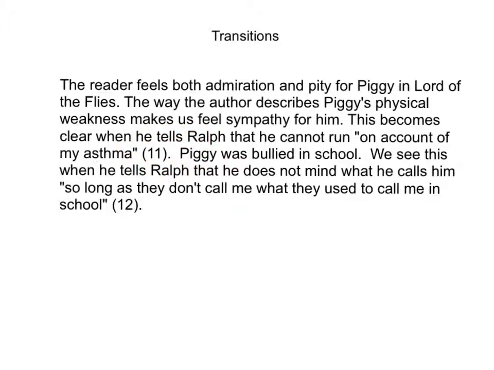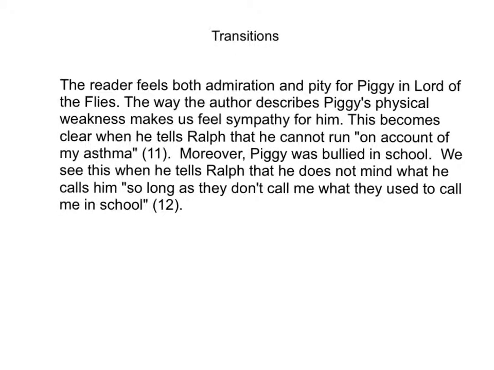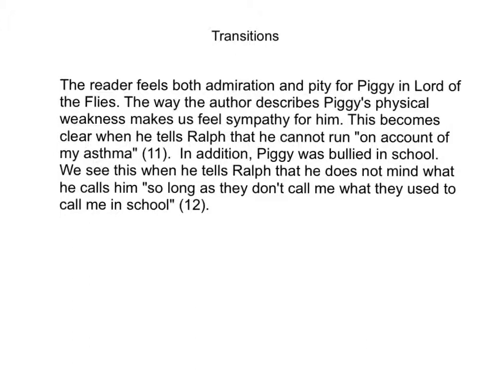The writer gave one example of sympathy, which is the asthma, and then the writer gives another example, which is being bullied in school and being called a particular name. What the writer didn't quite do was transition here. A useful signpost right at this moment to help your reader see where you're going would be furthermore, or moreover, or in addition.